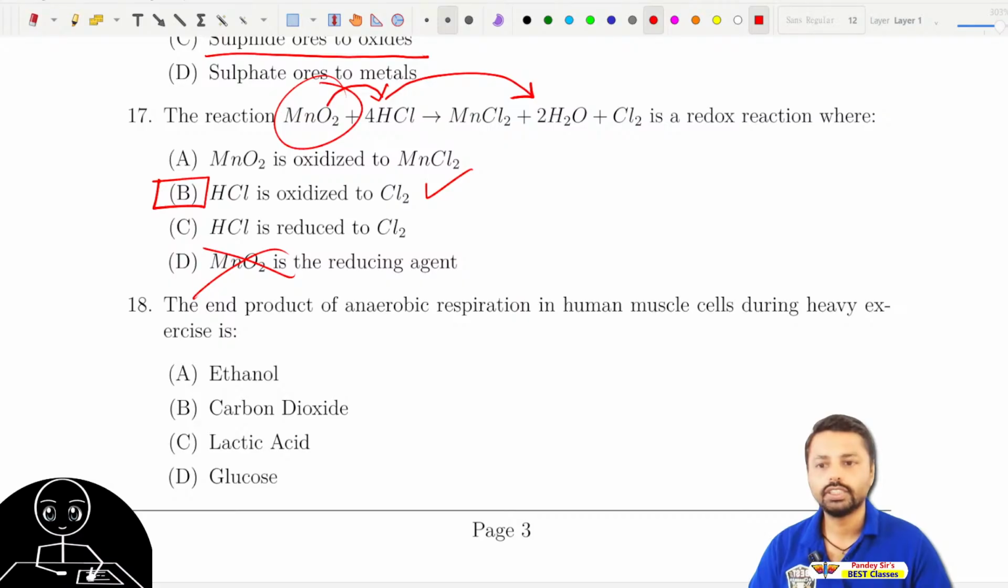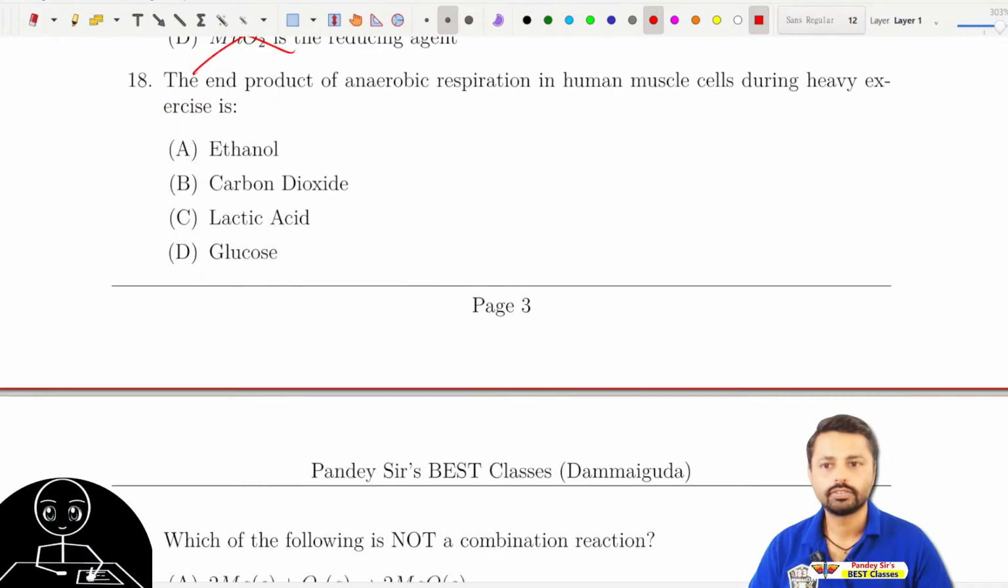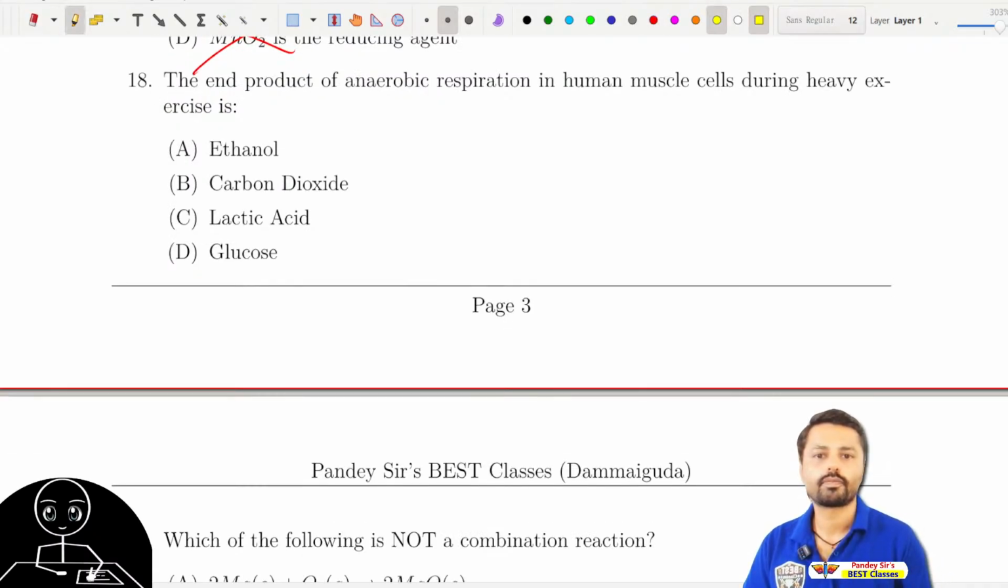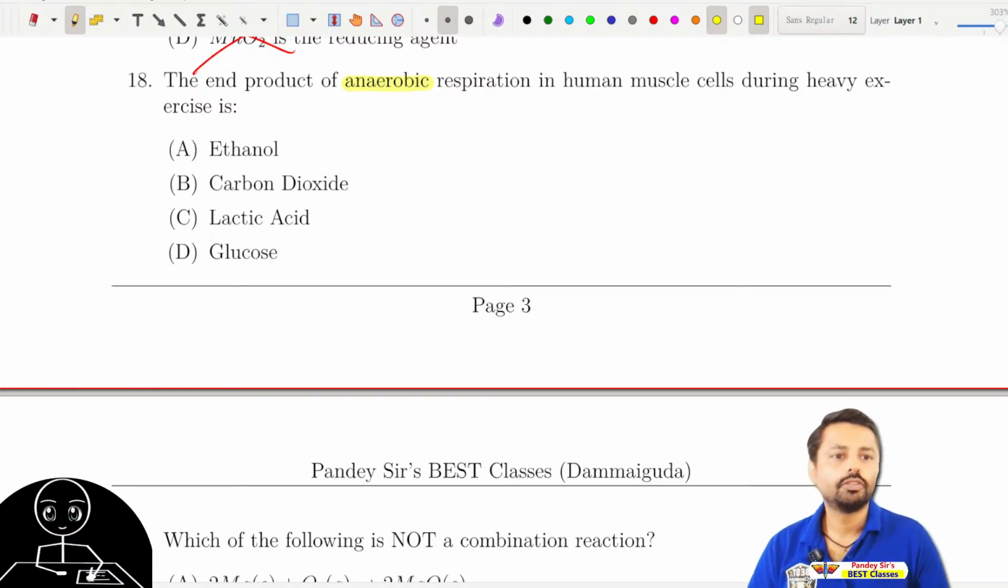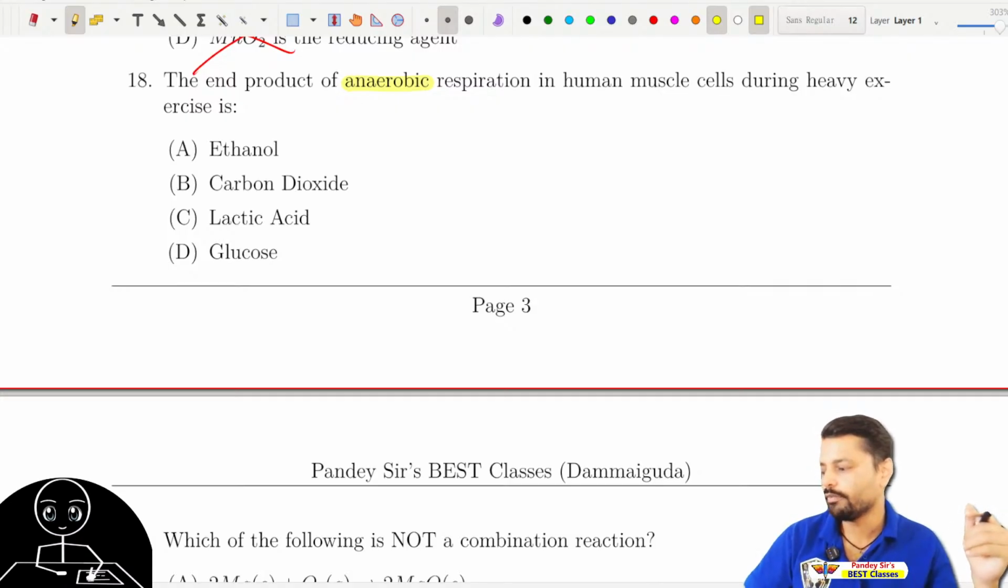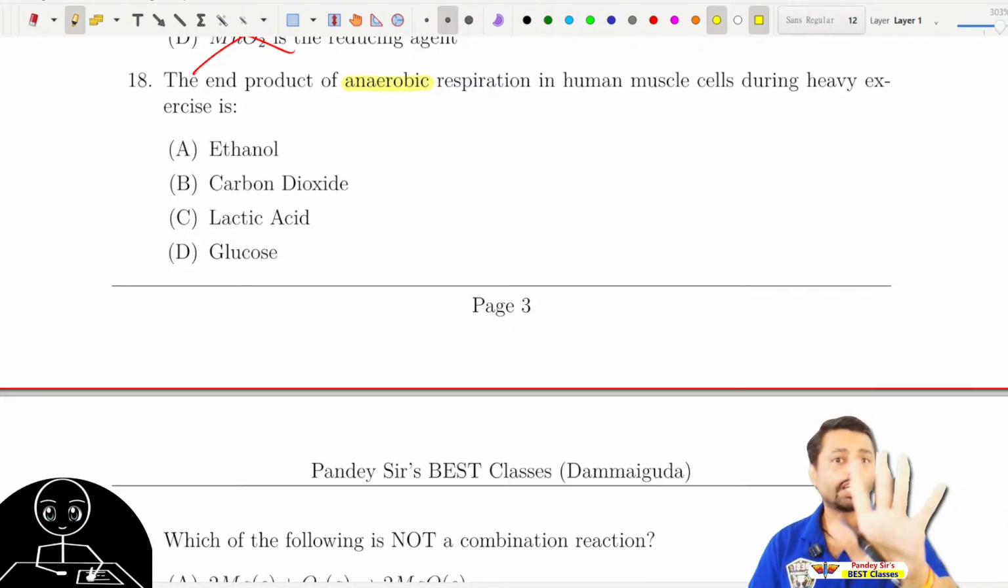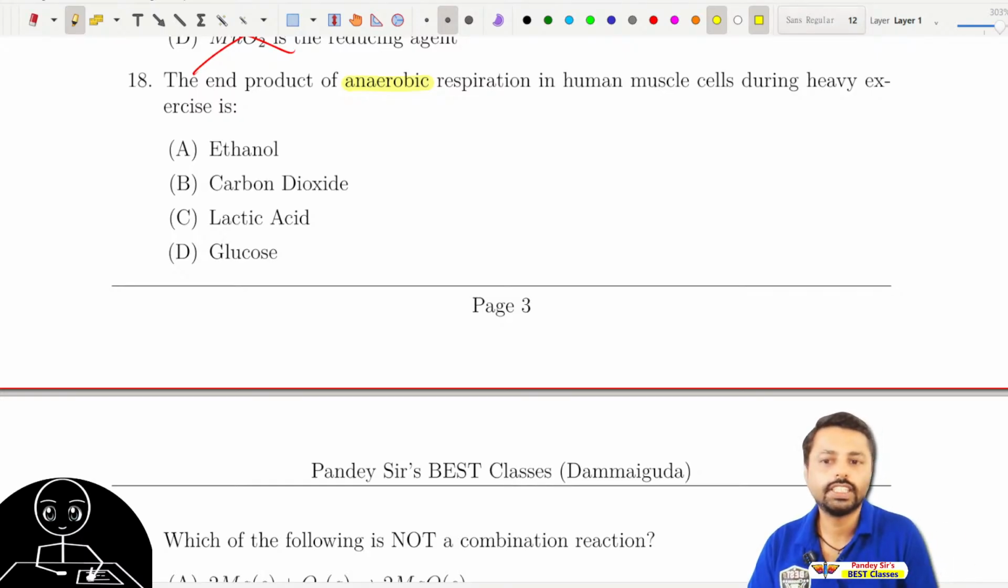Anyway, so the next question. The end product of anaerobic respiration in human muscle cell during heavy exercise. You know, we do exercise. So I am giving you people 5 seconds. Okay, try. What is the end product? Ethanol? No. Carbon dioxide? No. Lactic acid. Okay, so that's the end product.